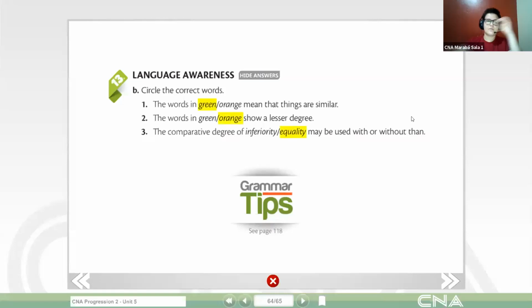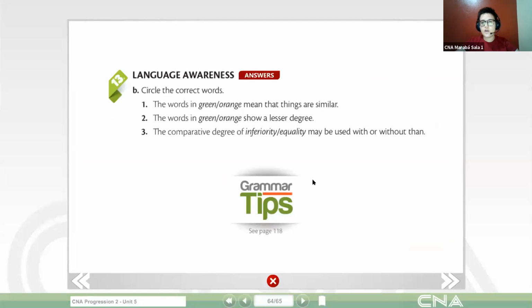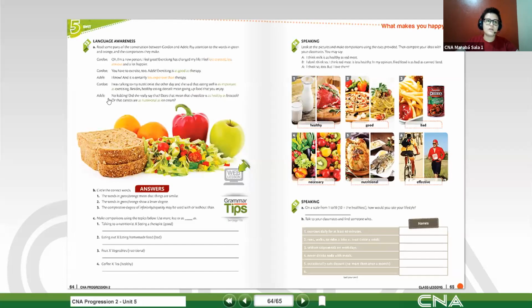Checking. Number 1, the words in green mean that things are similar. Number 2, the words in orange show a lesser degree. And number 3, the comparative degree of equality may be used with or without than. Okay, so green, similar, orange, lesser degree, and the comparative degree of equality may be used with or without than. So let's see here some more examples.